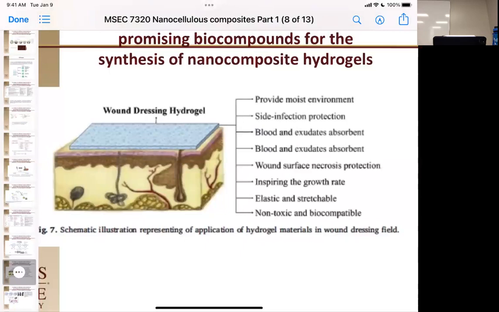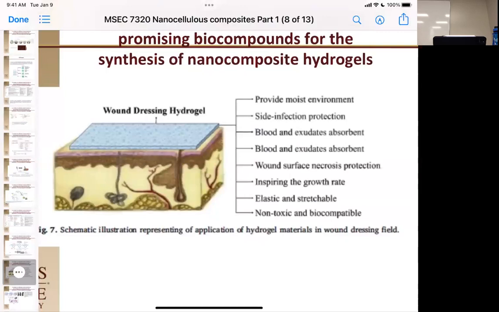Wound surface necrosis protection. So in the case of necrosis, that's where part of the skin or whatever has actually died, and it is really susceptible to being taken over by bacteria because it has no operating white blood cells. So it's very important. Promoting the growth rate, again, keeping that surface smooth without a whole bunch of solids on it.